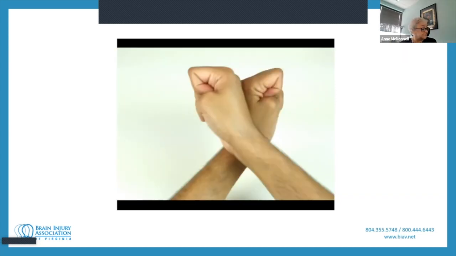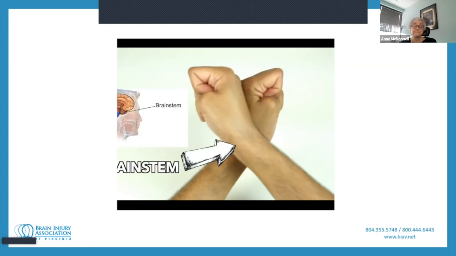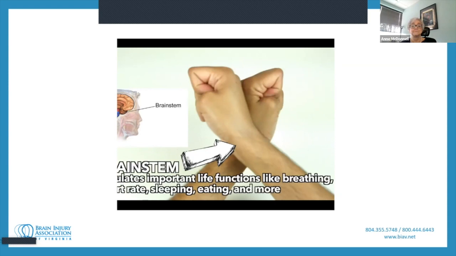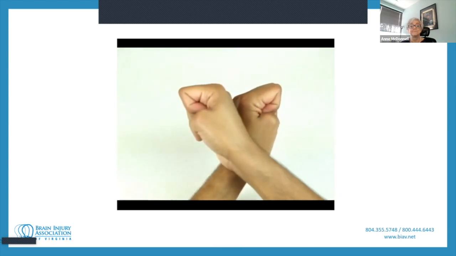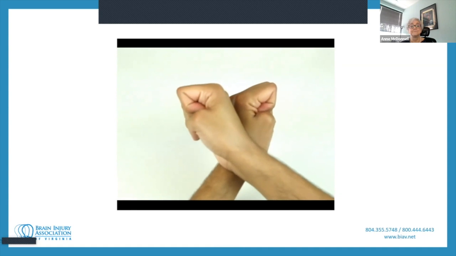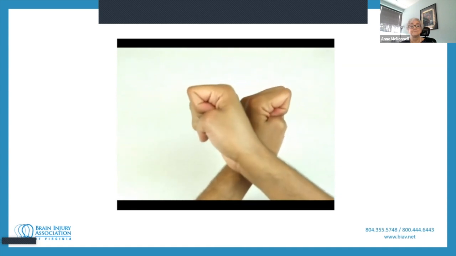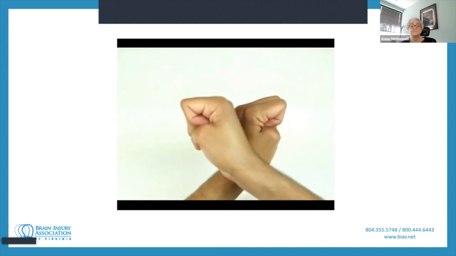Your wrists represent the brainstem. The brainstem sits at the very bottom of your brain. It's the most basic part of your brain and regulates important life functions like breathing, your heart rate, sleeping, eating, and more. This is also where signals from the right side of your body cross over to the left brain, and where signals from the left side of your body cross over to your right brain.